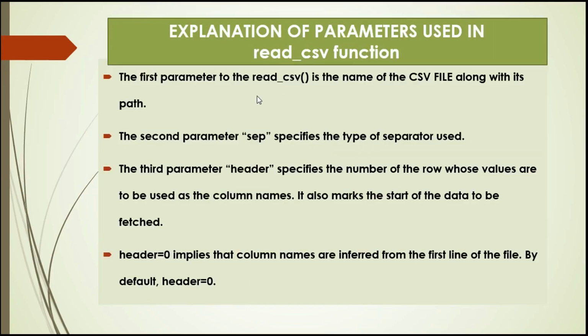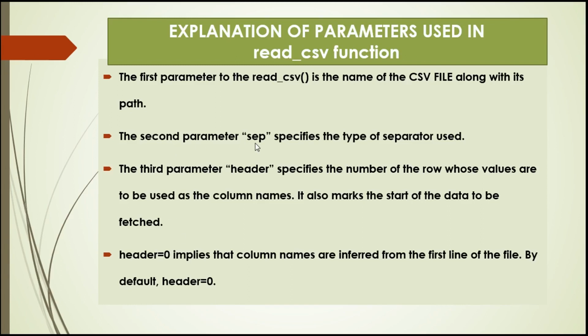Now what are the meaning of these three parameters? In read_csv, the parameter we have sent is the name of the file with its path. The location is mandatory to pass in the read_csv function, otherwise it will not take the file name and will show you an invalid file name.